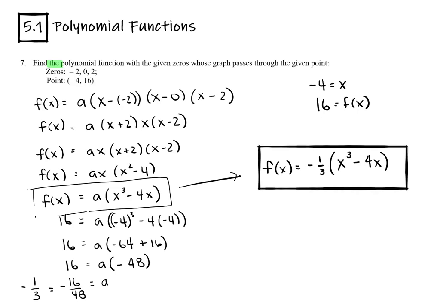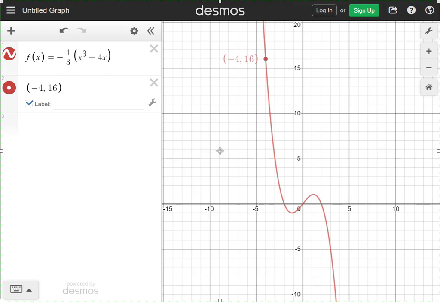Alright, now that I have that polynomial, let's go check on our graph. We're checking to see that it has the zeros -2, 0, and 2. And we're also going to check that it goes through the point -4, 16. I have the graph here, and I went ahead and labeled the point. You can see that it does go through the point -4, 16.